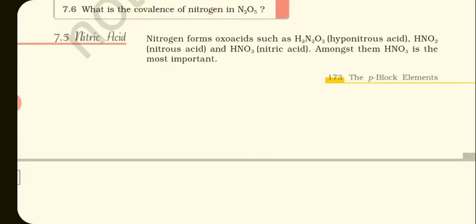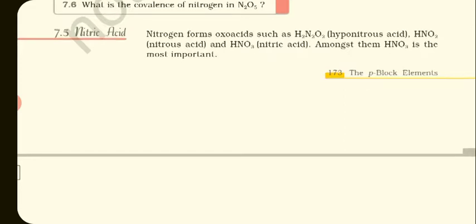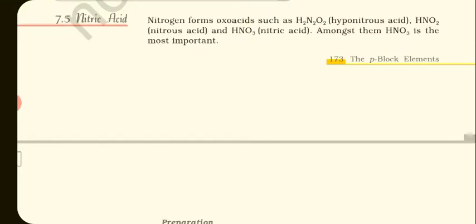Nitrogen forms oxoacids such as H2N2O2, which is also called hyponitrous acid, HNO2, nitrous acid, and HNO3, nitric acid. Amongst them, HNO3 is the most important. Nitric acid is the most important one.